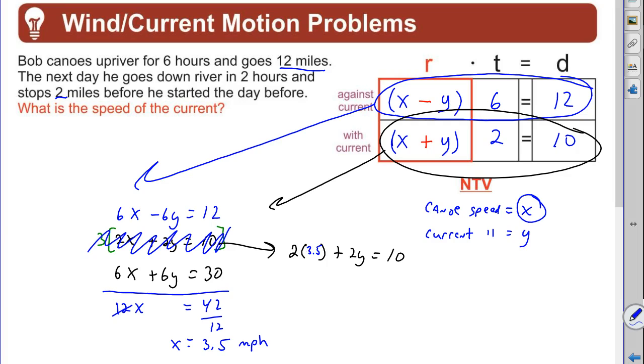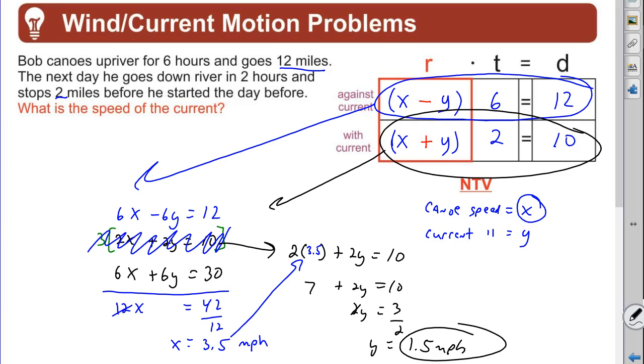Sub in my 3.5 for the x. And I get 7 plus 2y equals 10. Add a negative 7 to both sides. And 2y equals 3. Divide both sides by 2. And I get y equals 1.5 miles per hour. And that's the answer to the question, the current speed. All right? So wind current. Actually, most students think they're easier as long as you remember to make the object, the canoe, the boat, the bike, the x, and the wind or the current, the y. Set up your rate column the correct way, and away you go.